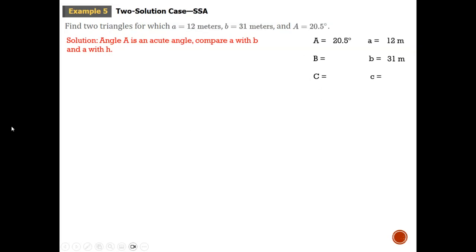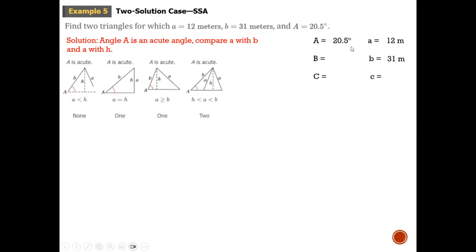Okay, now I'm going to go back, like I did a few slides ago, and see what kind of triangle I'm going to get. Because A is acute, again, smaller than 90, these are my options that I'm looking at. So we have to compare these values with B or with H as well. A is 12, B is 31. B is bigger. So when we compare A and B, it's one triangle when A is bigger. So that one's not going to work just by looking at my A and B values.